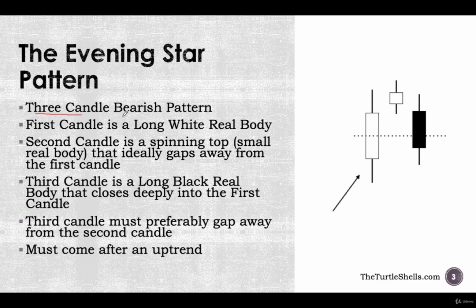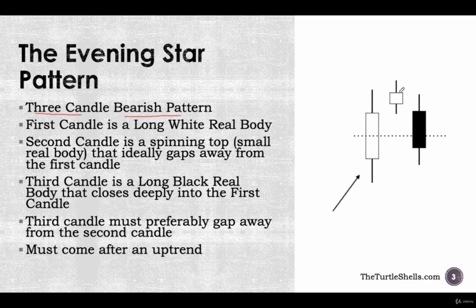So it's a 3-candle bearish pattern. First candle is a long white real body. This first candle ideally should be a long white real body. Second candle is a spinning top, small real body that ideally gaps away from the first candle. So this second candle should be a spinning top or a small real body.